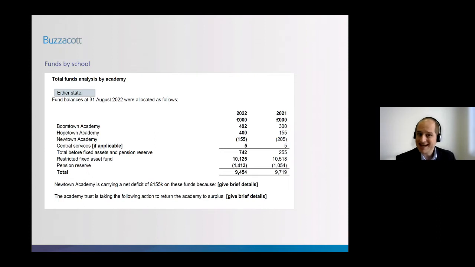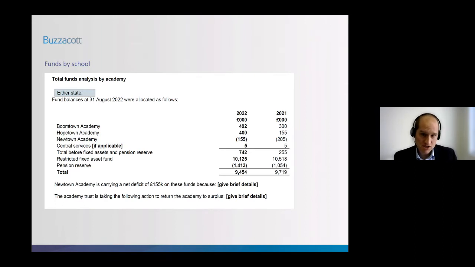The numbers don't easily come off trial balances when mapping the accounts. It's really important as part of the accounts preparation process to review this note to the accounts and make sure this makes sense in terms of your year-end management accounts and how much the level of funds are that you expect to be holding at each school.